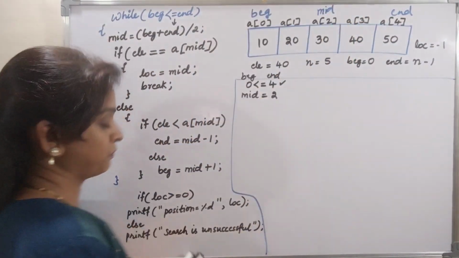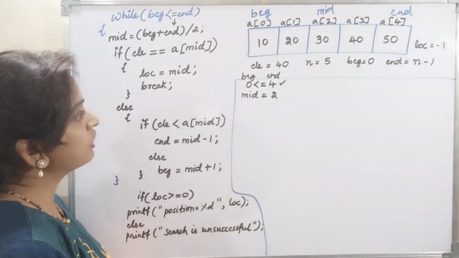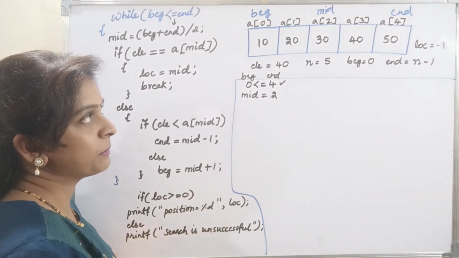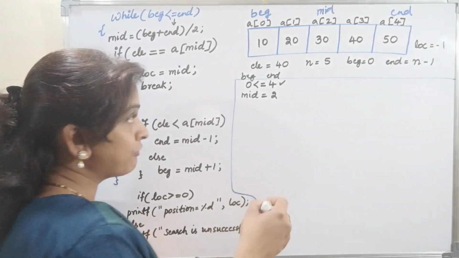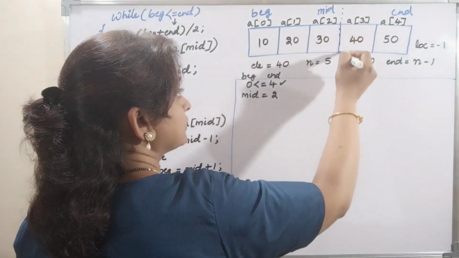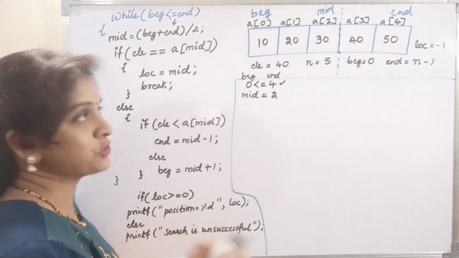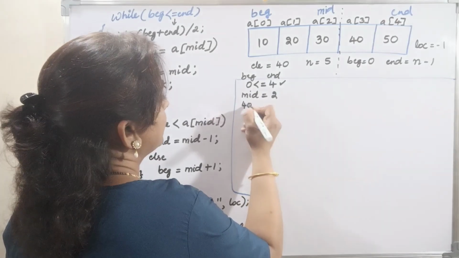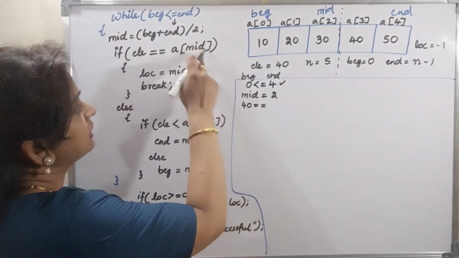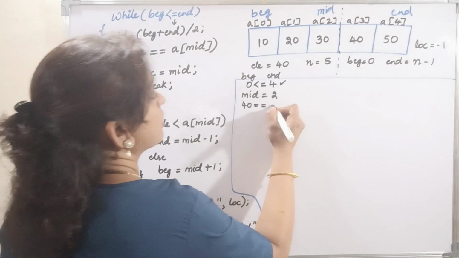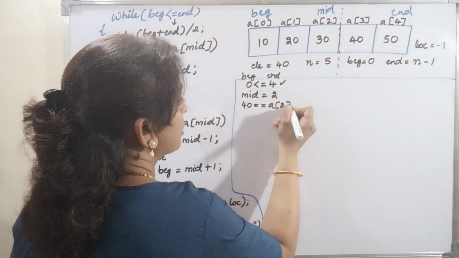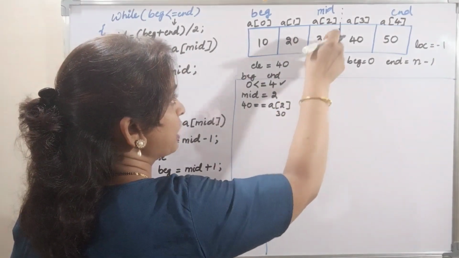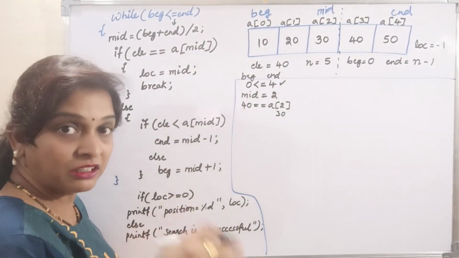Mid is 2. Next, after finding the mid position, why do we need to find the mid position? Because we need to divide the array into 2 parts. So we found the mid position. Then I need to check whether the search element, which is 30, equals the element in the mid position, A of mid. What is A of mid? Mid is 2. What is A of 2? A of 2 is 30. That is, the search element is getting compared with the mid element in the mid position.